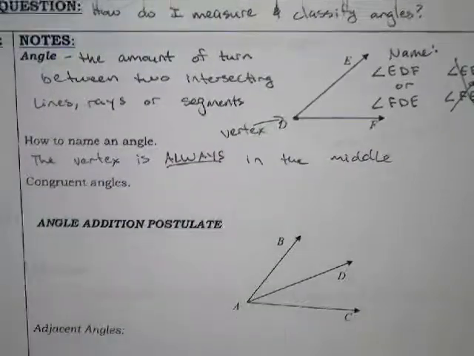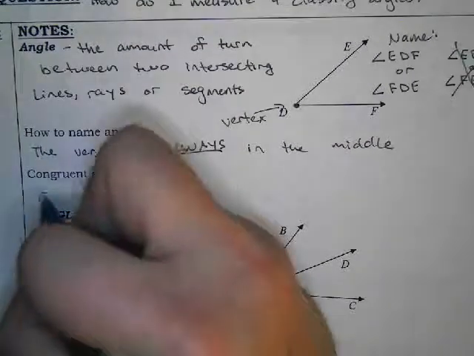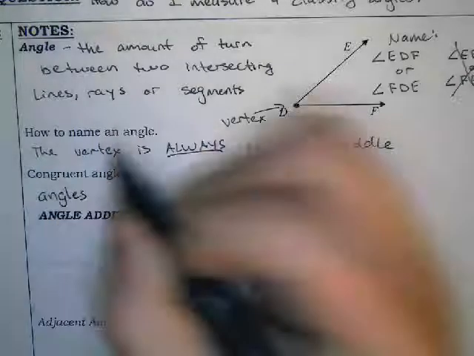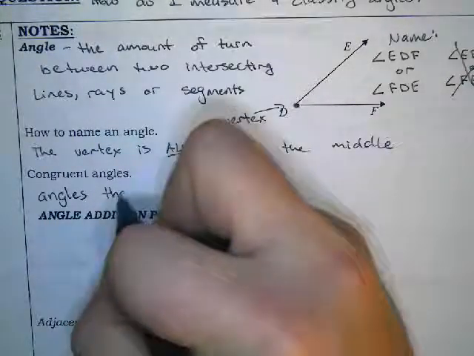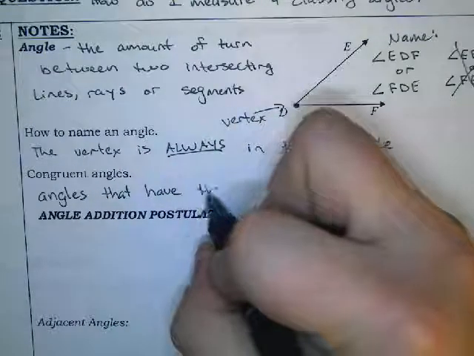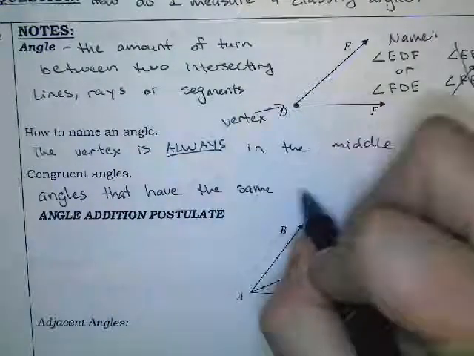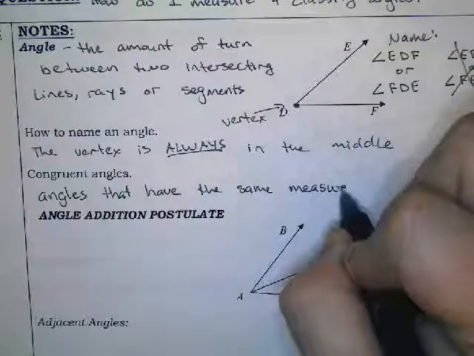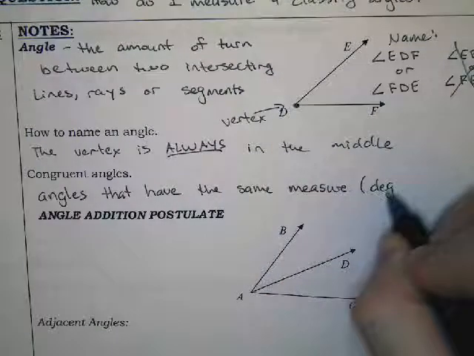Congruent angles are angles that have the same measure in degrees.